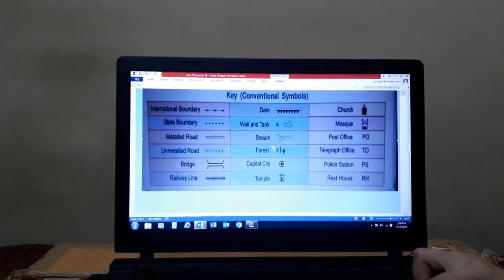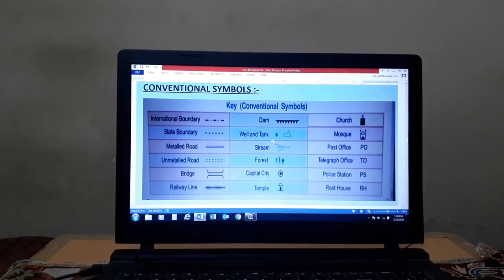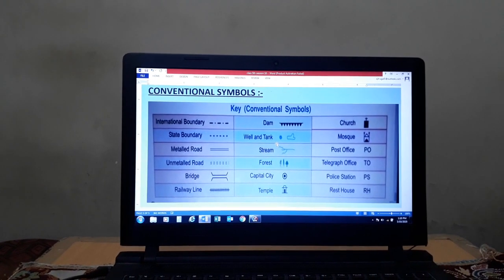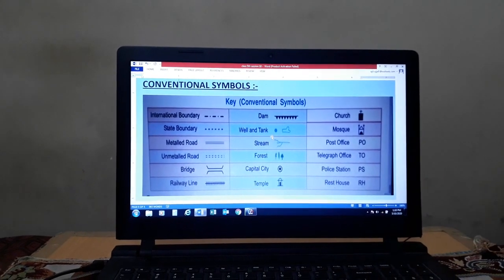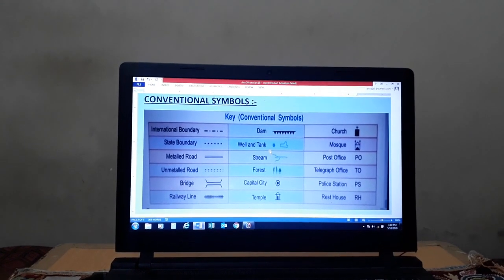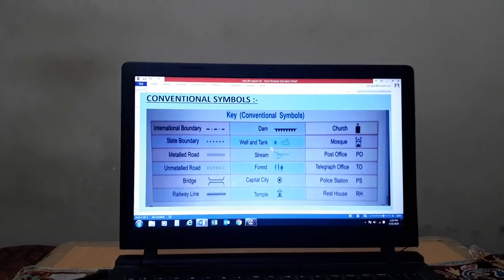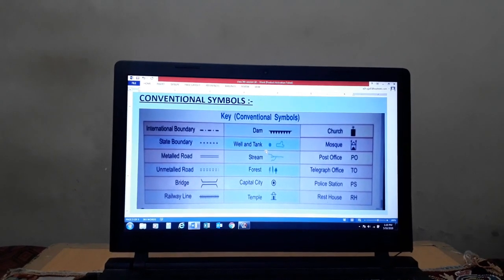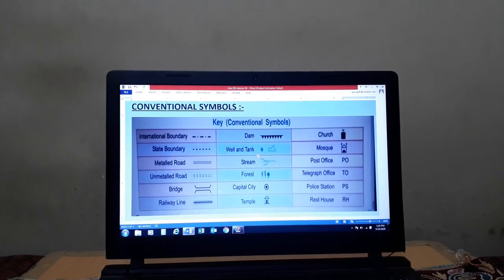Now students, we will discuss the conventional symbols. This is for your general knowledge, students. Whenever we express a map, we use these symbols to express a particular thing. For example, students, we have post office and the symbol is PO. So whenever we write PO in the map, that depicts that the area we are marking describes a post office. The symbol PO will help us to understand that the area marked in the map is of a post office. So now students, let us discuss the conventional symbols.